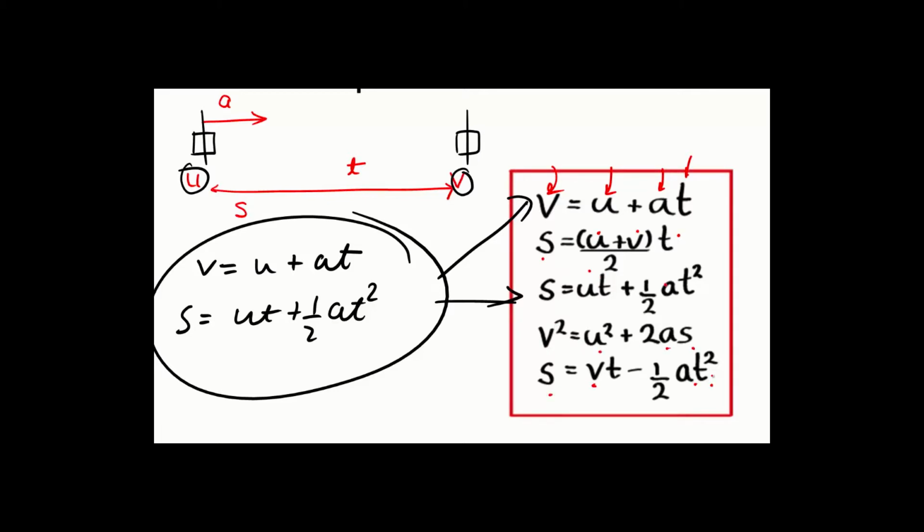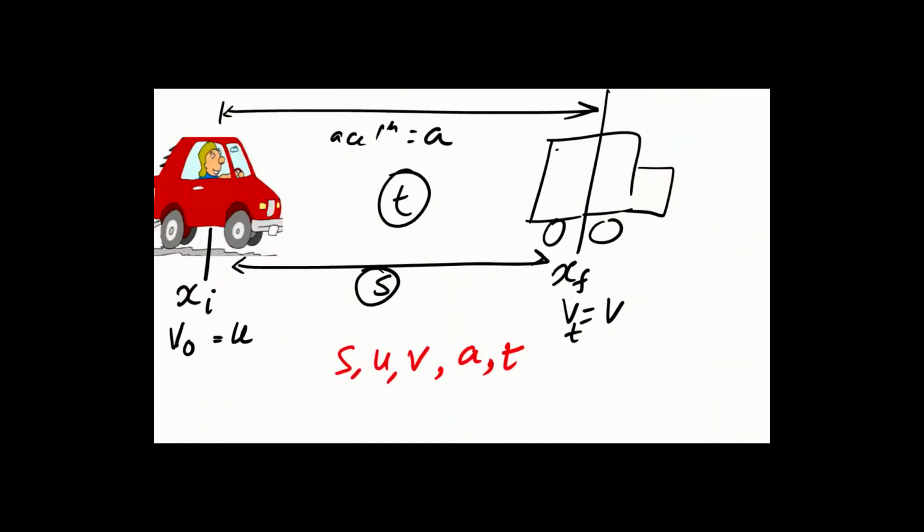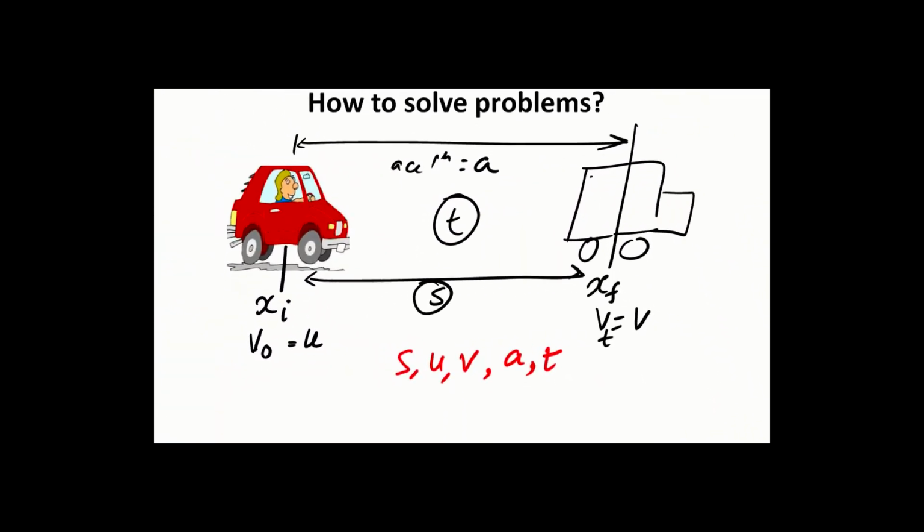So that's why we got 5 equations, because we had 5 variables and in all of them there are 4 variables. That is, in each of them there is one variable that is not there. In this equation s is not there, in this a is not there, in this v is not there, in this t is not there, and in this u is not there. Hence what you need to do is pretty simple.